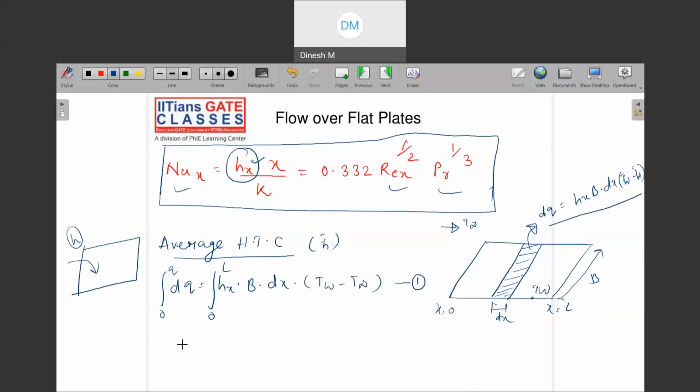Okay, next thing is that if I try to write down this same q in terms of h bar, then can I write down that q is equal to h bar into area? What is that area? B into L, right? This is L and this is B, then area is B into L. So h into A is done, and what is delta T? Delta T is nothing but Tw minus T infinity.